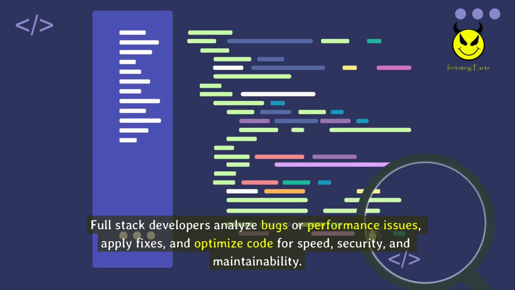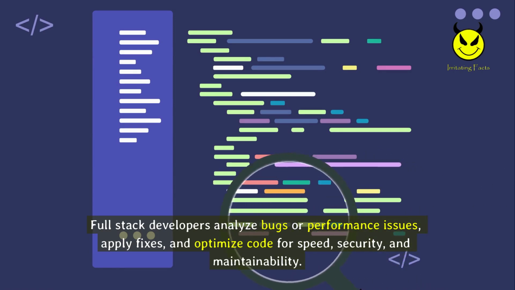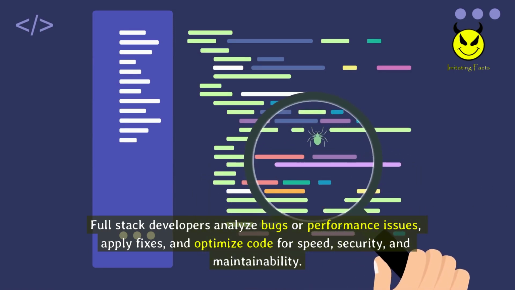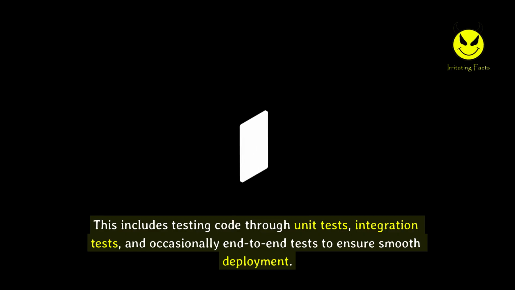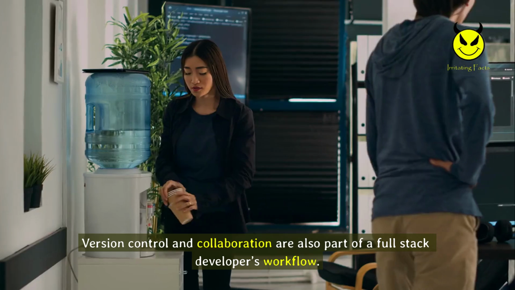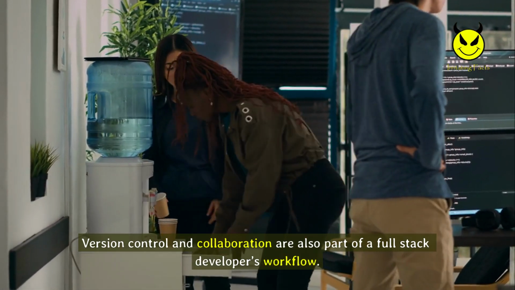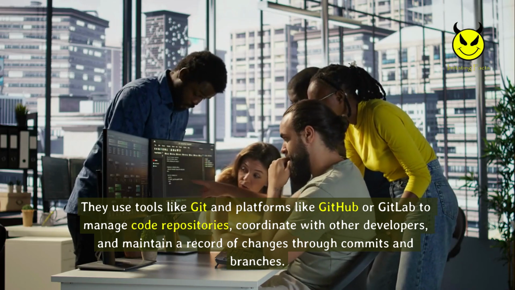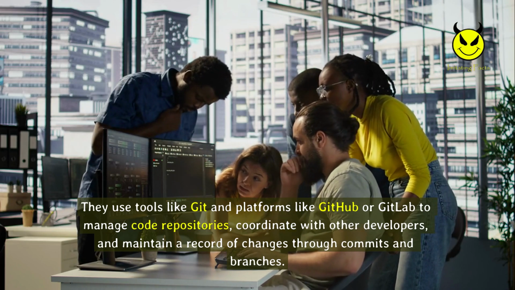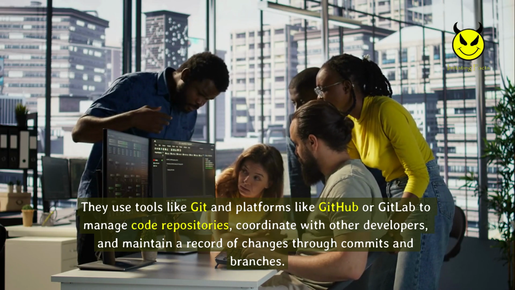Full-stack developers analyze bugs or performance issues, apply fixes, and optimize code for speed, security, and maintainability. This includes testing code through unit tests, integration tests, and occasionally end-to-end tests to ensure smooth deployment. Version control and collaboration are also part of a full-stack developer's workflow. They use tools like Git and platforms like GitHub or GitLab to manage code repositories, coordinate with other developers, and maintain a record of changes through commits and branches.